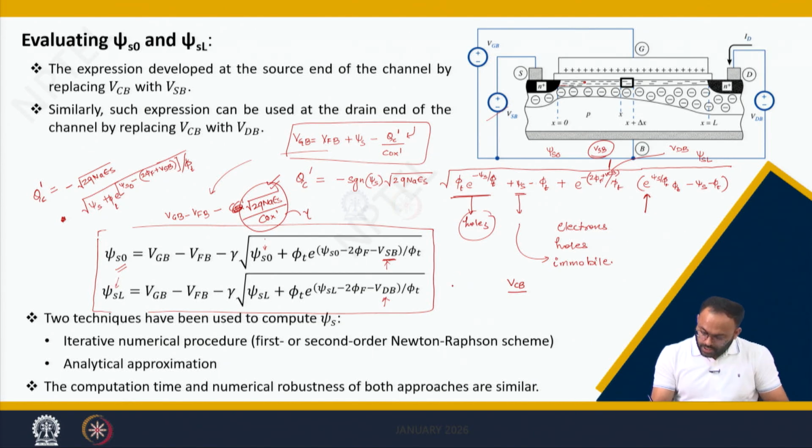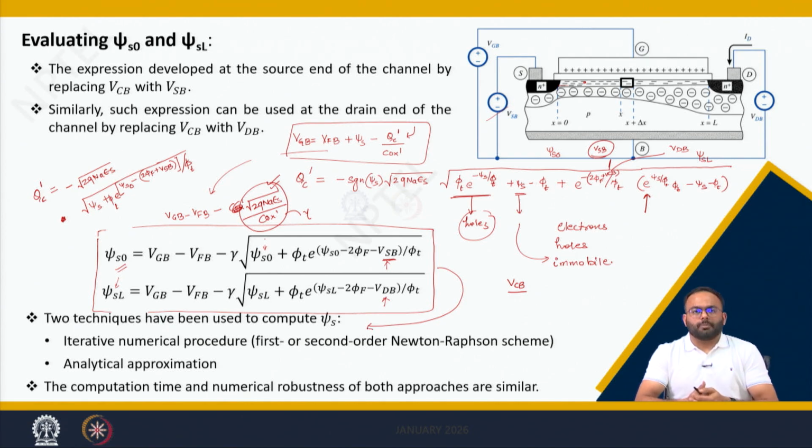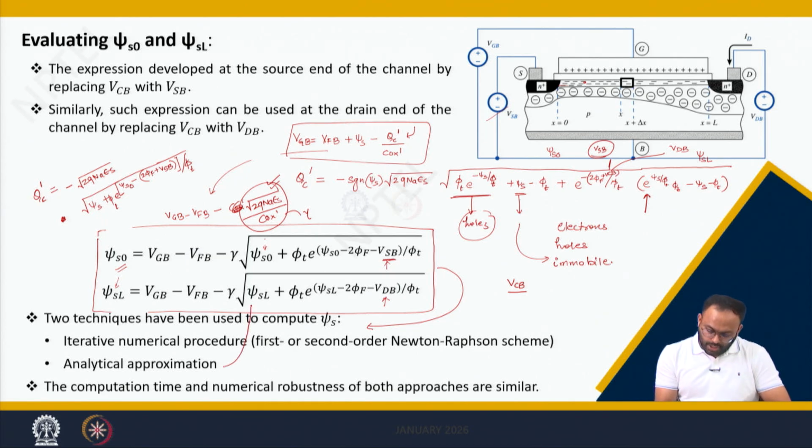So, this expression can be solved in two ways. Either we can use iterative numerical approach by solving first and second order Newton-Raphson schemes, or we can follow the analytical approximation. The good way in analytical approximation is to assume the reasonable value of psi s between psi S0 and psi SL, solve the expression and then use some smoothing function to get the converged output. Make sure the computation time and numerical robustness should be good enough while using these approaches.